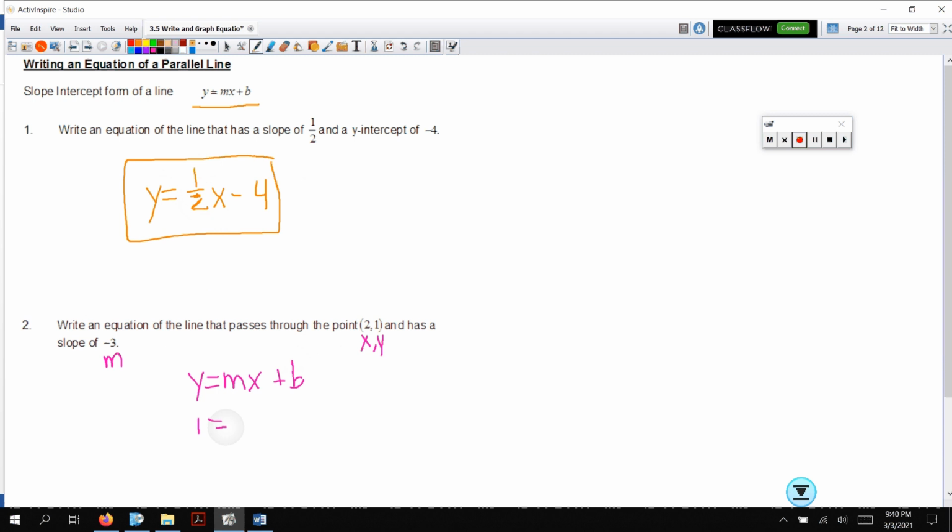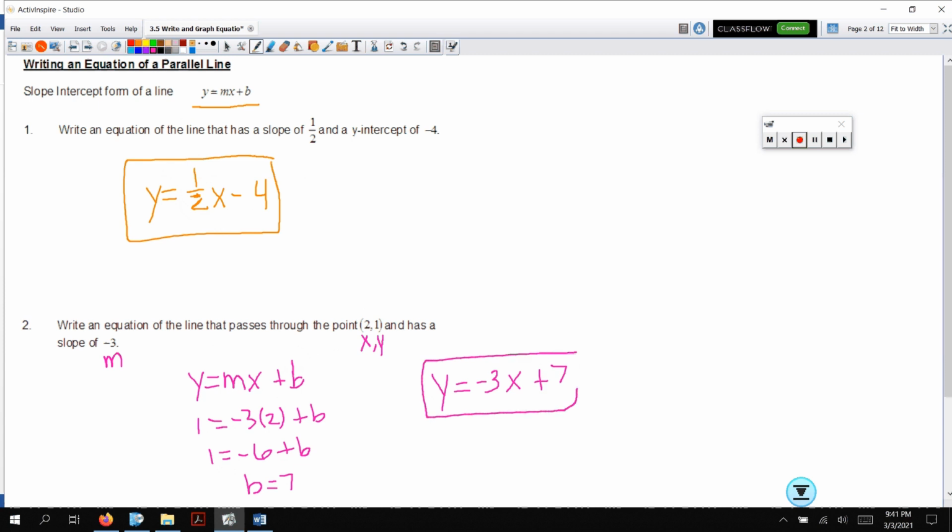So 1 equals negative 3 times 2 plus b. 1 equals negative 6 plus b. Add 6 to both sides and I get b equals 7. Now I just got to slap it back together, right? Plug in m and b. y equals negative 3x plus 7. There is my equation. Okay, and if I went too fast, you can pause, rewind. That's the beauty of recording videos.